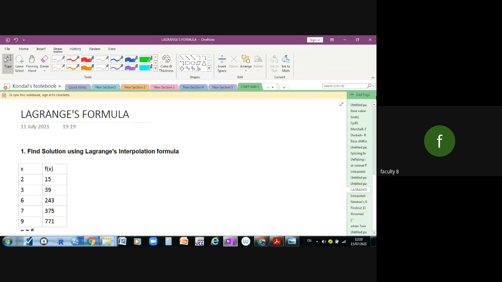Once again, the Lagrange form method, or Lagrange formula, or Lagrange method. In order to estimate that interpolation, there is another method also. There is a Lagrange method. So what is the difference between the Lagrange method and the other methods?